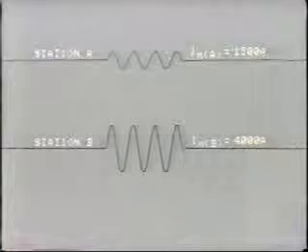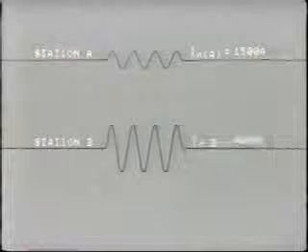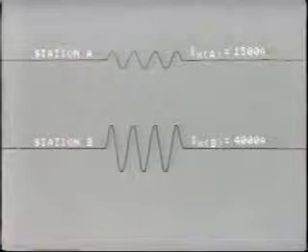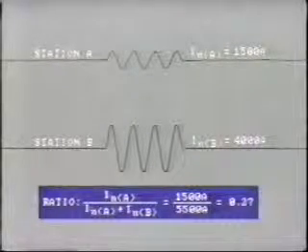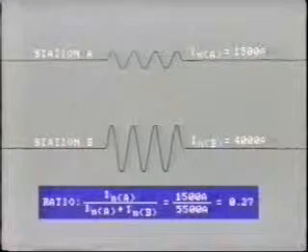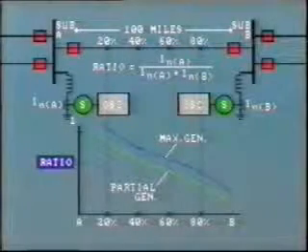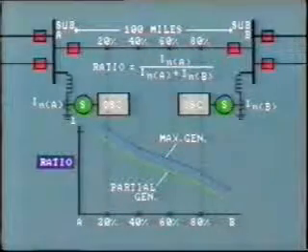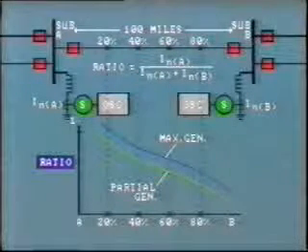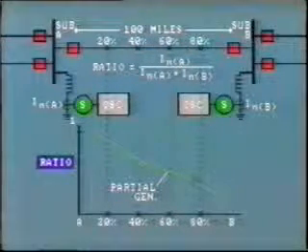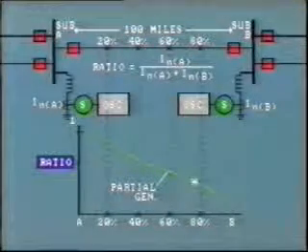For this particular fault, INA is 1,500 amps, while INB is 4,000 amps. Our fault current ratio is 1,500 divided by 5,500. This works out to be 0.27. Now, going back to our computer simulations, we can select the curve that most closely matches system conditions at the time of the fault. The ratio of 0.27 corresponds to a line length of about 75 miles.